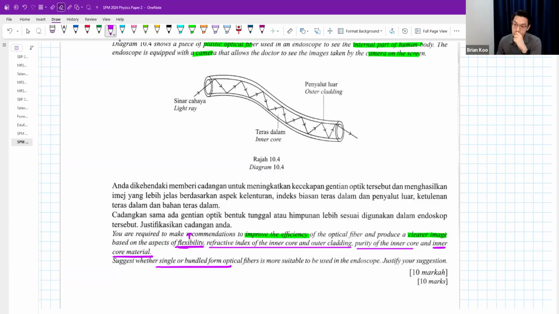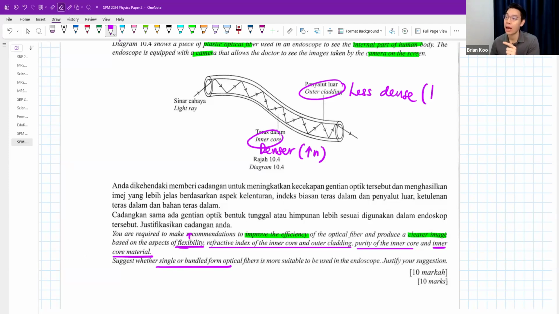Refractive index, this one got a few ways of answering it, lah, but I feel the better way is you must mention that the core must be denser, okay? Outer cladding must be less dense, or else total internal reflection cannot work. Or it also means inner core must have high refractive index, outer cladding must have low, or else total internal reflection cannot work. Because for total internal reflection to keep on occurring at all these points, it must happen inside a dense medium, trying to go to a less dense medium, or else cannot.